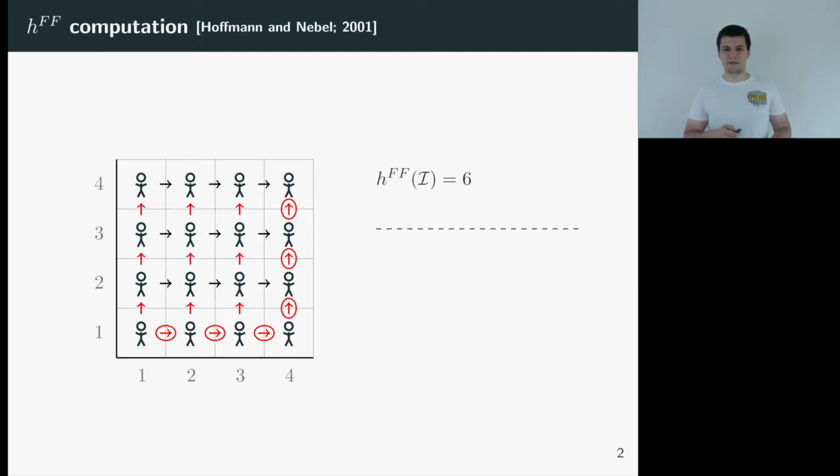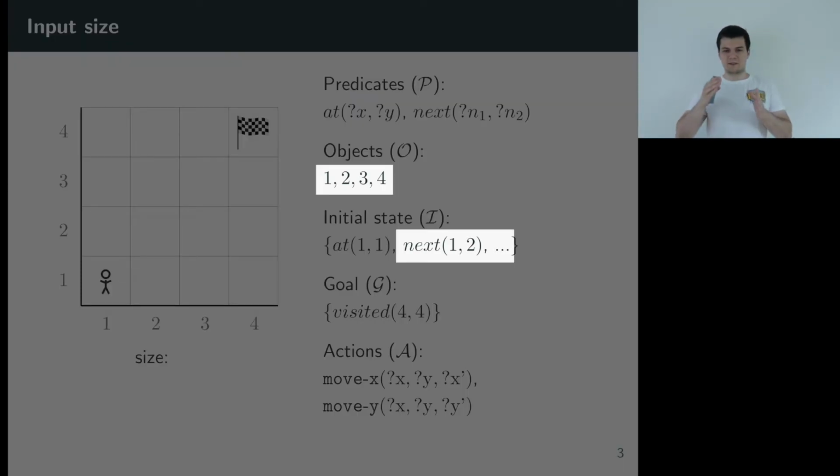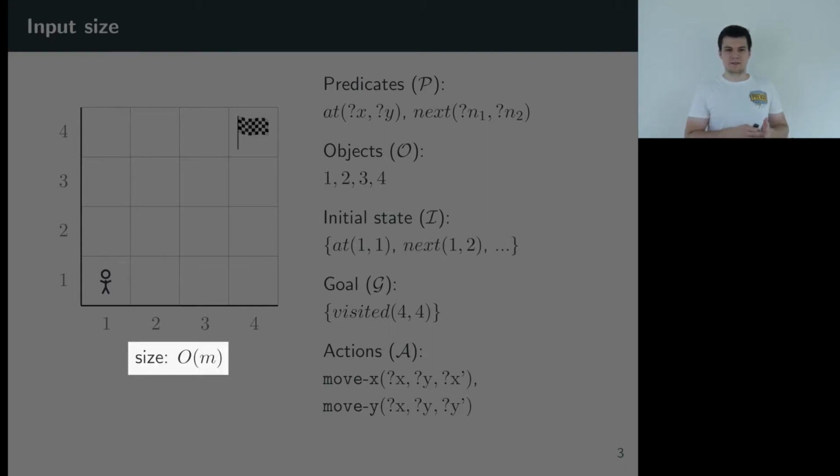Since we apply at least one action per tile, we can choose the amount of tiles as a lower bound for the computation time in this task. Meaning that if we have m indices, we have a computation time of at least m squared. If we want to relate this to the input size, two things play a role: the objects, so the indices themselves, and how they relate to each other, so this next enumeration in our initial state, meaning that our input size is linear with respect to m indices.